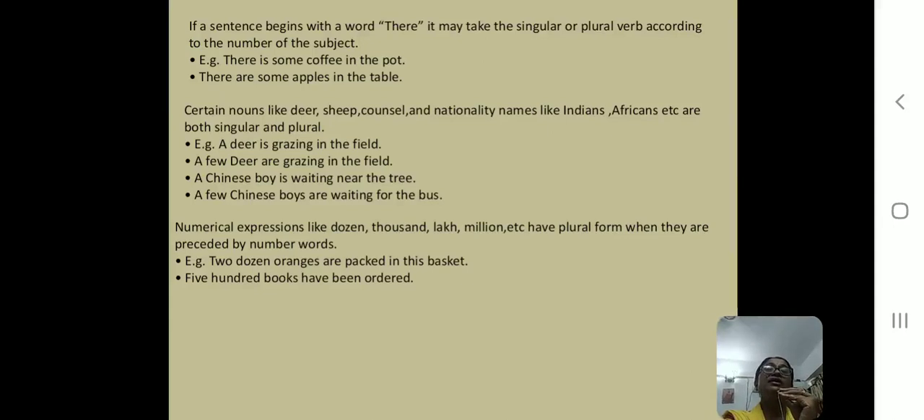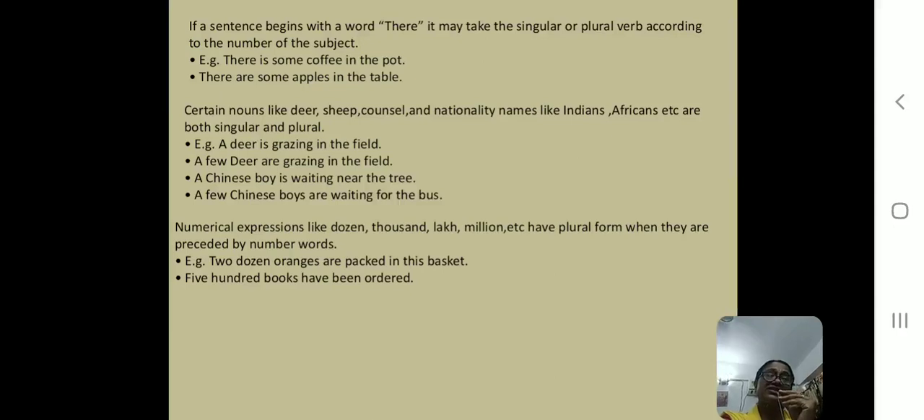Next set of rules: certain nouns like deer, sheep, and nationalities like Indians, Africans, etc. are both singular and plural. So we can use them in both singular and plural form. A deer is grazing in the field. A few deer are grazing in the field. Both expressions are correct. A Chinese boy is waiting near the tree. A few Chinese boys are waiting for the bus.